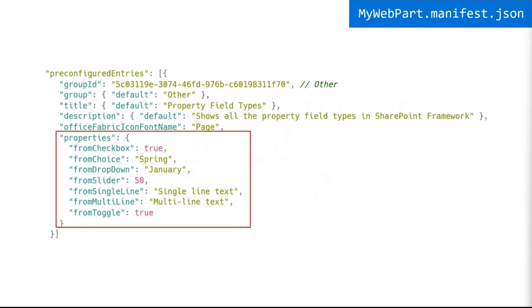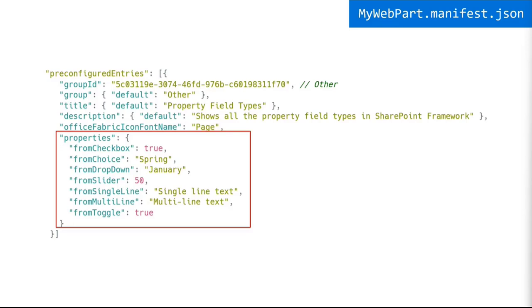Now, what if I wanted to set up some default values, some pre-configured values? Well, in your web part manifest, so see here at the top, I say webpart.manifest.json. In my manifest, I actually have preconfiguredEntries, and I have properties. And here, for example, I've defined my checkbox, I want it to be true, my choice, I want it to be spring, and so on and so forth. You can absolutely do that. And the great thing about that is every web part can have more than one manifest, and those values can also be localized as well. So we'll talk about that in a different session where we talk about localization.